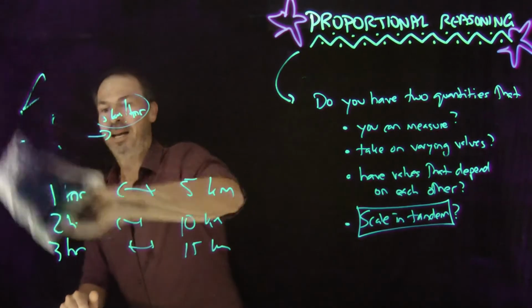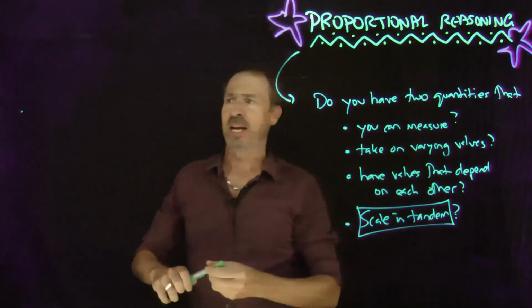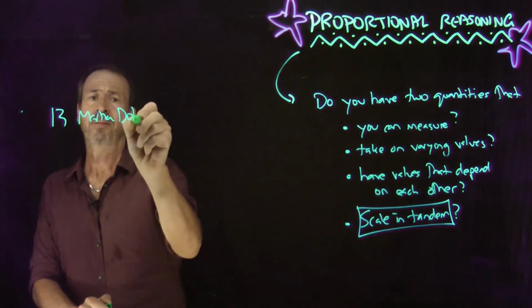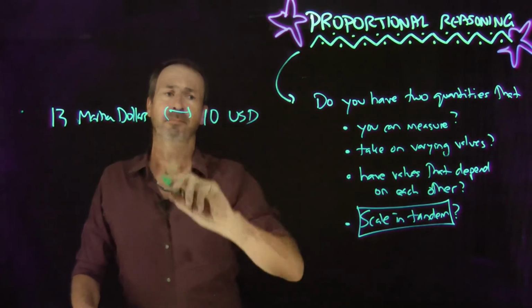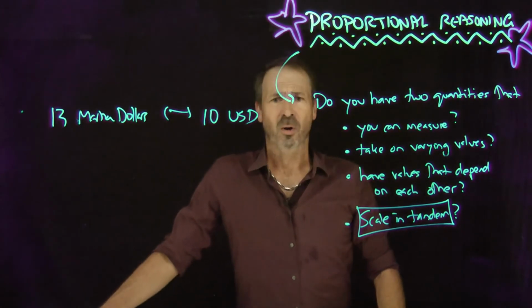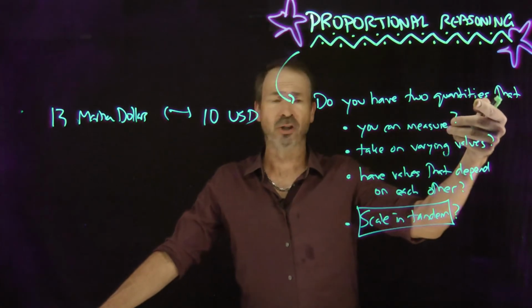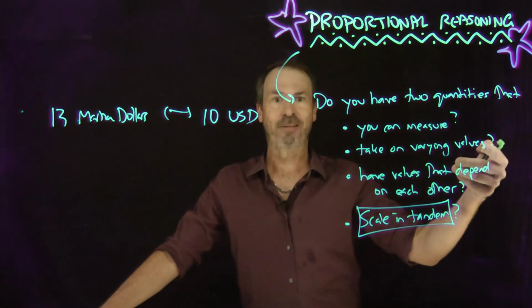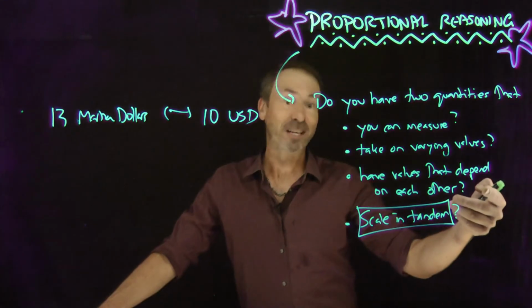What else can I do? I know, unit conversion. We did unit currency exchange. I am to know that 13 Martian dollars, if you go to Mars, corresponds to 10 US dollars. Ooh, okay. Is that a proportional relationship? Well, I've got two quantities, Martian dollars and US dollars, that I can measure. Yep, I can count how much is in my wallet. They take on varying values. You bet, I spend money and the amount of money in my wallet varies. They definitely depend on each other.